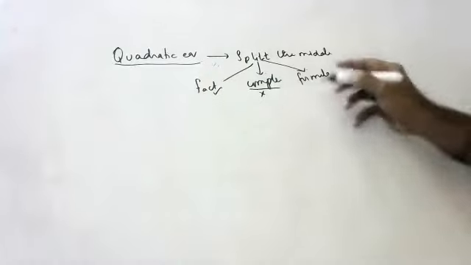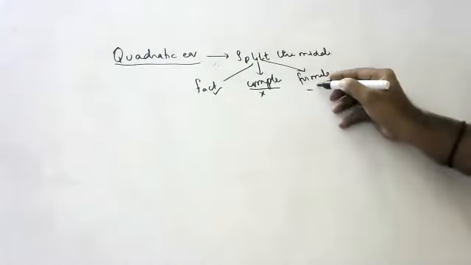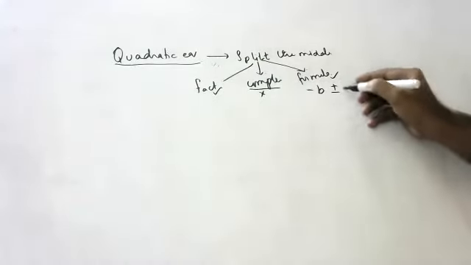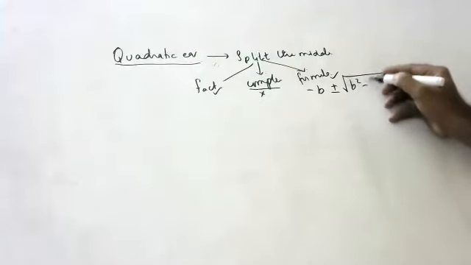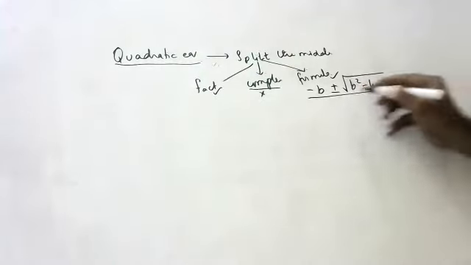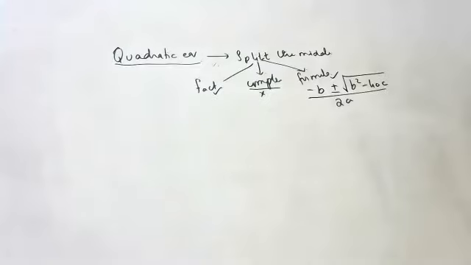Formula method means what is the formula for splitting the middle term, children? Minus b plus or minus under root of b square minus 4ac by 2a. This is the formula method. Factorization is direct splitting, children.